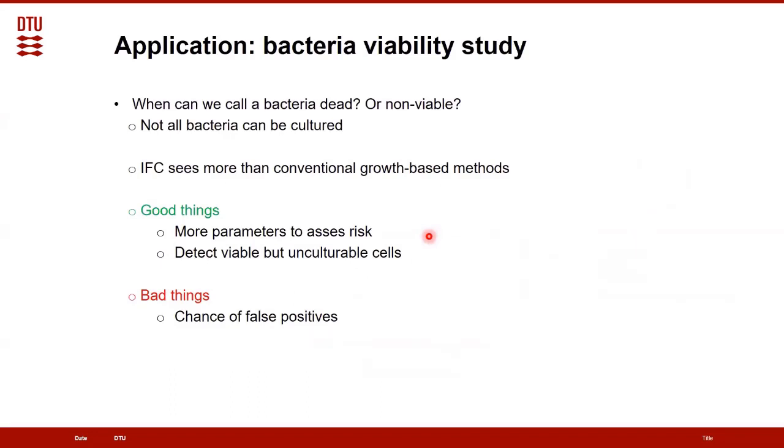Now we can use this fact by studying viability of bacteria. The problem with bacteria viability studies is that if we just use growth of bacteria, then we run into the problem that not all bacteria can be cultured. However, we can still see them passing through a set of microelectrodes. That means that with impedance flow cytometry, we can actually detect viable but non-culturable cells. So we have the possibility of detecting bacteria that conventional methods cannot detect. On the other hand, biological variability is huge, so we can actually have false positive signals.